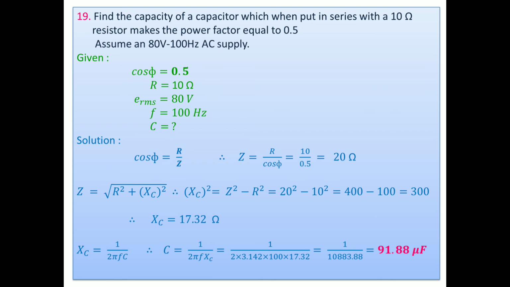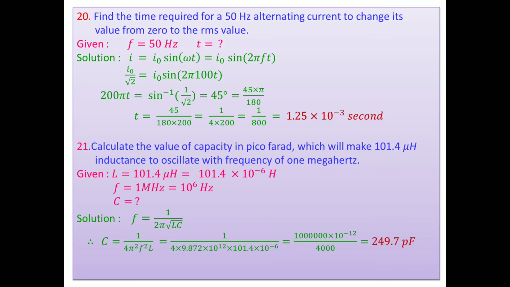Then you have to calculate the impedance. Impedance equals square root of R square plus XC square. So XC square equal to Z square minus R square, 20 square minus 10 square, 400 minus 100, 300, or XC equal to 17.32. We know that XC equal to 1 upon 2 pi FC. F is known, 100 hertz. We calculate the capacitance C equal to 1 upon 2 pi F XC, and after calculation you get 91.88 microfarad. It is not included in your syllabus.